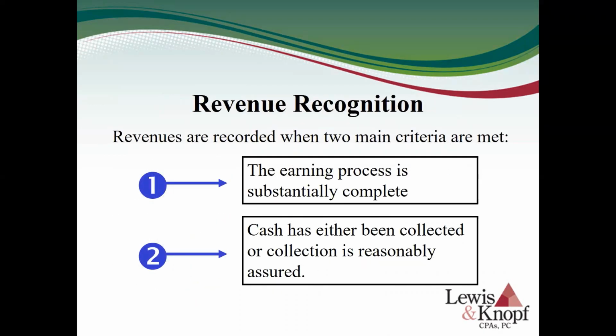So revenue recognition. Revenue is recorded when two main criteria are met. The earning process is substantially completed. Cash has either been collected or collection is reasonably assured. So it's only when you have performed the task and you are getting the money that you can recognize revenue under this principle. That is why they don't just record the money when you send it to them, but only when the revenue and the expenses have been recognized.